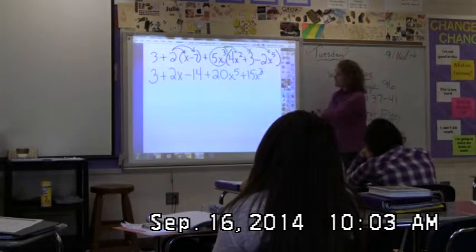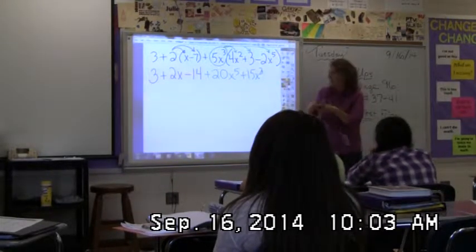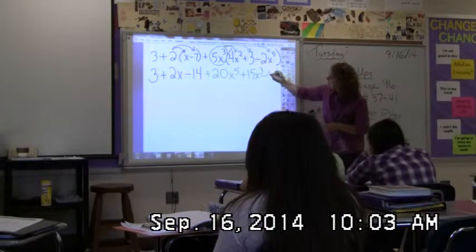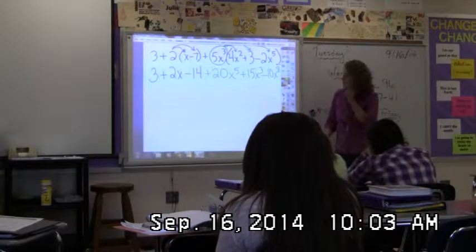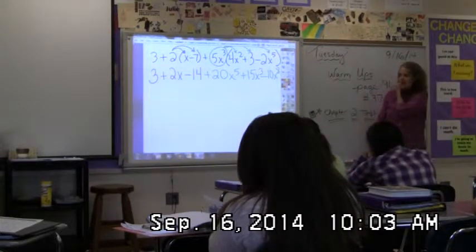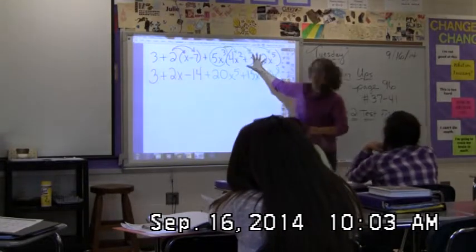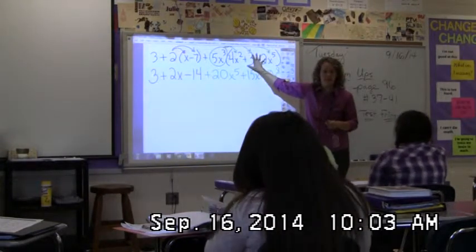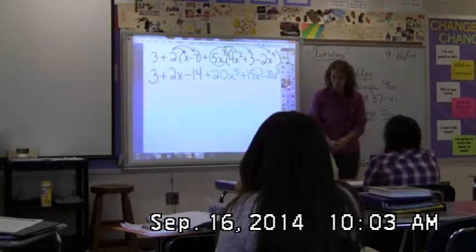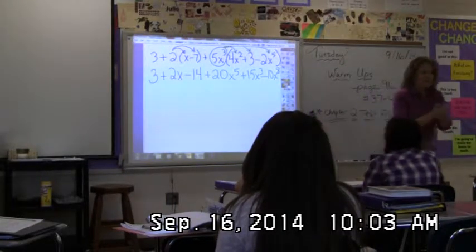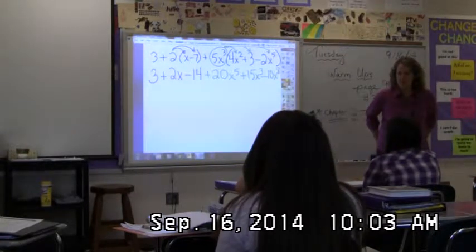Excellent. Now should I put plus 10x to the 8 or minus 10x to the 8? Minus, because of this negative. Excellent. Minus 10x to the 8th power. Beautiful. So we had distributing to do here on this set of parentheses and distributing to do here. Are we done? No. What else do we have to do? Combine like terms. Combine like terms. Do you see any like terms?